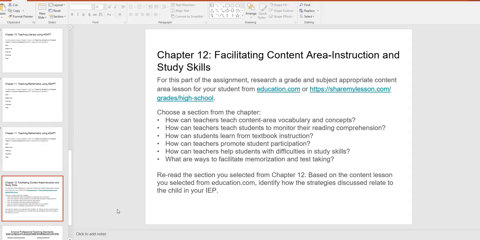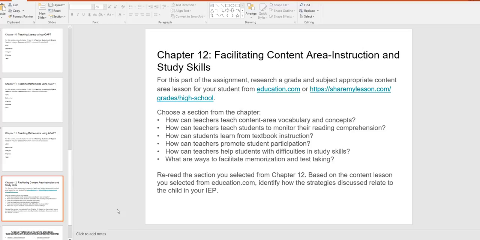And then there was facilitating content area instruction and study skills. After talking to the group that had a high school student and realizing that education.com did not include high school, I did change this so that there was a high school lesson plan. Most of you were able to do just fine with the education.com, but for those of you who had a high school student, I just added this site today.